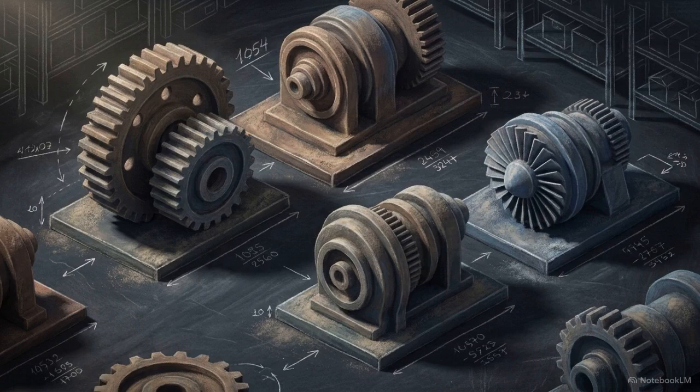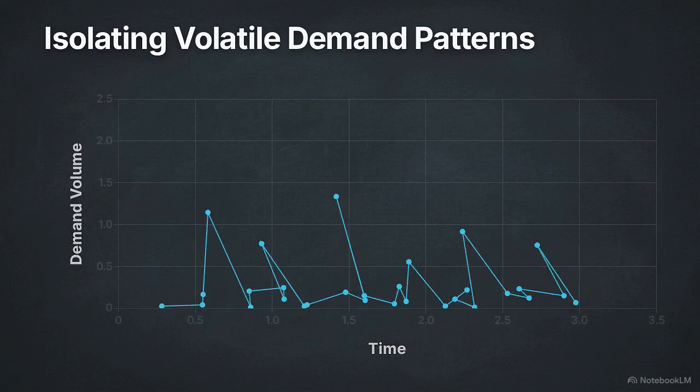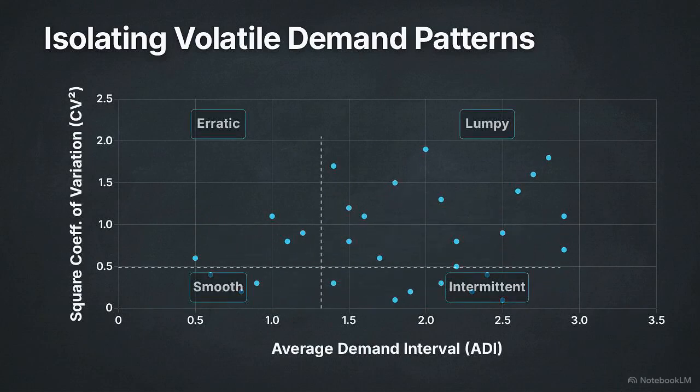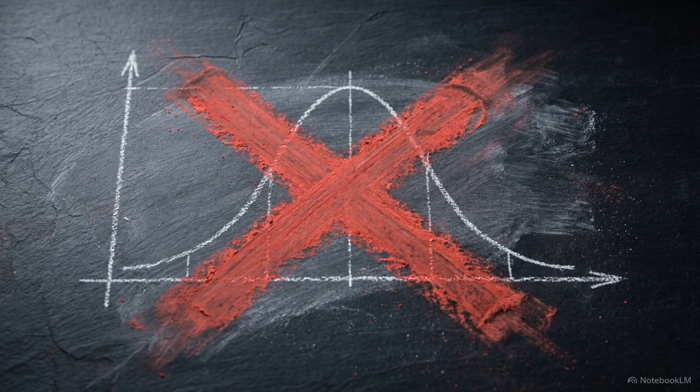Supply chains also carry service parts and enterprise machinery with lumpy or intermittent demand. In these data sets, historical periods of zero demand heavily outnumber active sales. To solve this, IBP automatically classifies SKUs across two axes: the average demand interval against demand volatility, represented by the square coefficient of variation. When an item plots into the highly intermittent quadrant, standard exponential smoothing is discarded.